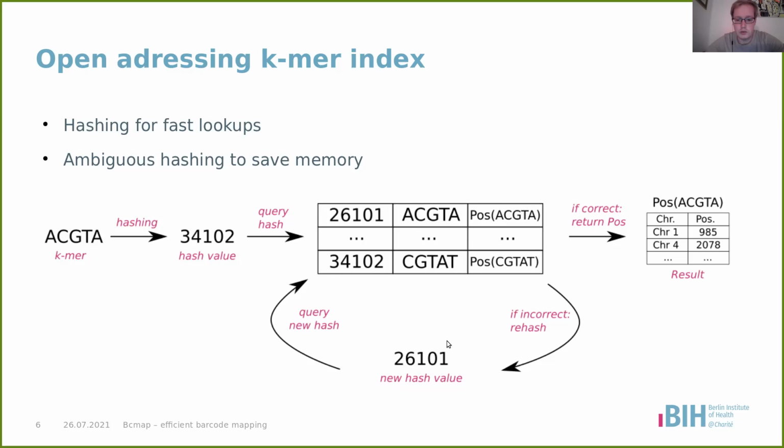Now, this loop makes it so that the lookup time is no longer constant, as it would be with a regular hash table, but we can save a lot of memory for the index. And by the choice of clever hash functions, we can reduce the number of iterations of this loop so that the lookup still remains very fast.